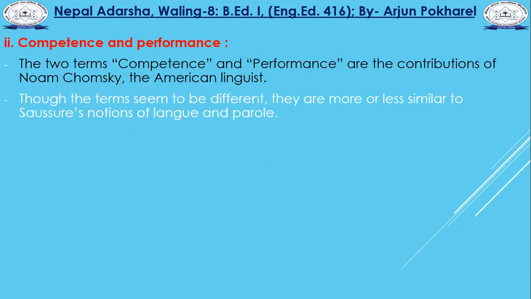Now, though the terms seem to be different, they are more or less similar to Saussure's notions of langue and parole. That is, competence is similar to langue, and performance is similar to what? Similar to parole. Performance and parole are similar, and competence and langue are also similar. But these terms are coined by whom? Abraham Noam Chomsky. Noam Chomsky's terms.